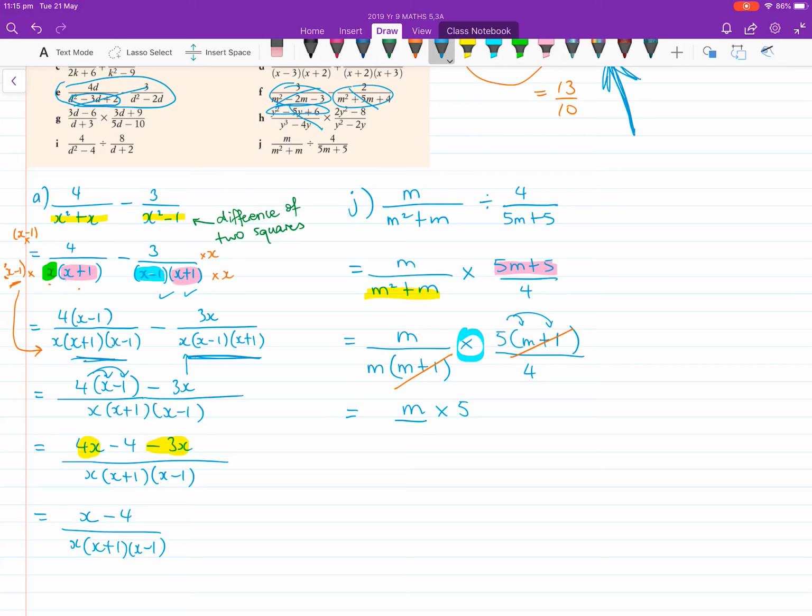Okay, or I can even write it out like this for you. If you've got m over, there's still an m over here as well, times 5 over 4. And this actually works out nicely because m divided by m is just 1. So we actually just get 1 times 5 on 4. So your answer is just 5 on 4.